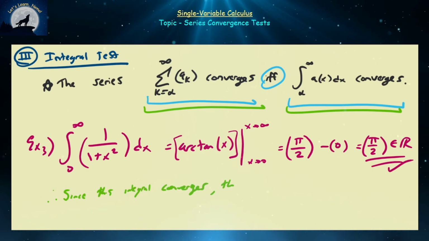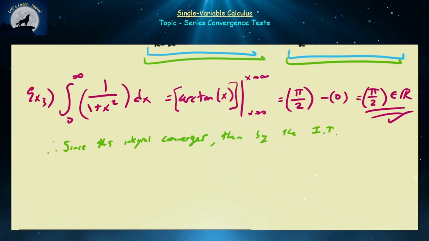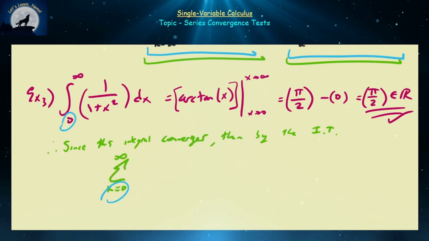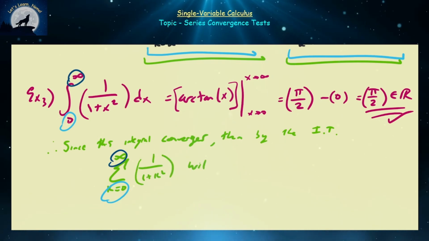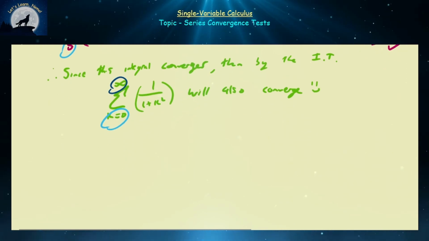So since this integral converges, then by the integral test, what series will equivalently converge? This will be the sum from 0 to infinity. Note the bounds are going to be the same exact thing here. So this series, which is 1 over 1 plus k squared, will also converge. Not necessarily to pi over 2, it rarely ever will be the same, but it could be in some special cases. But it definitely converges.